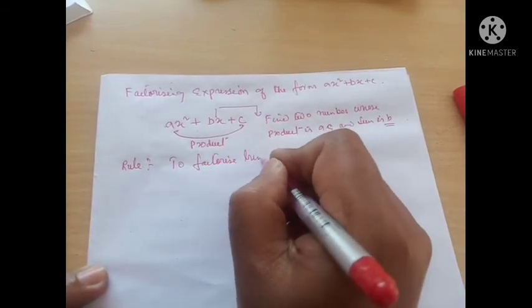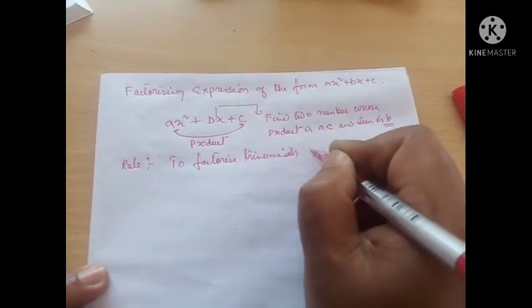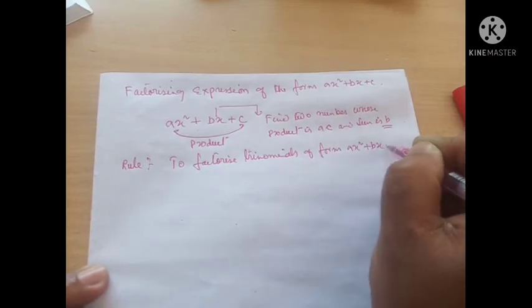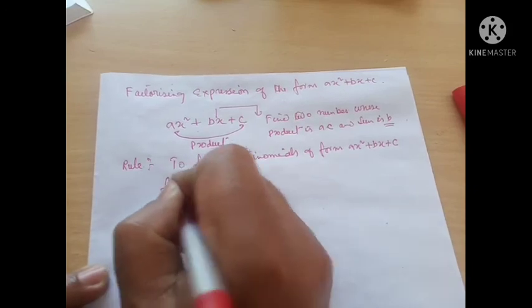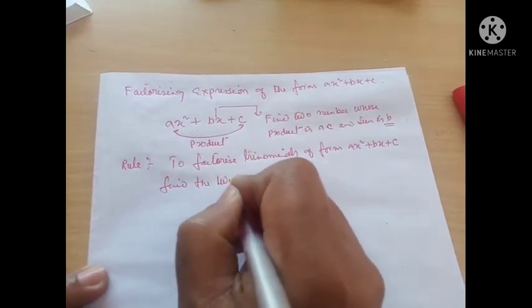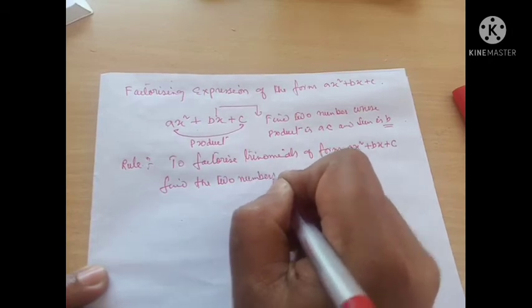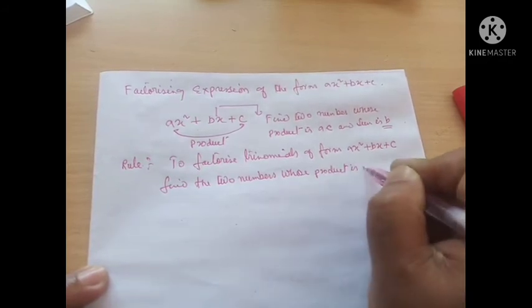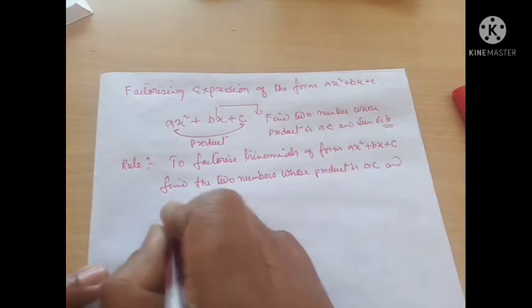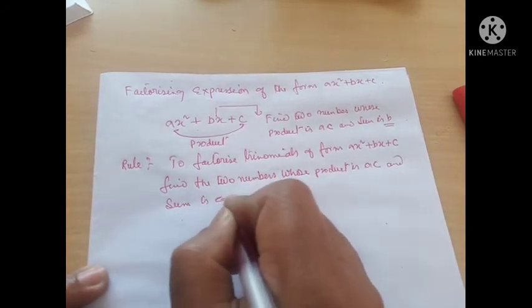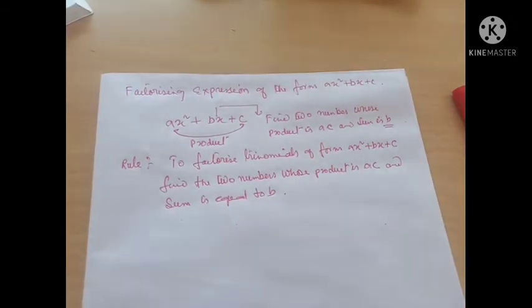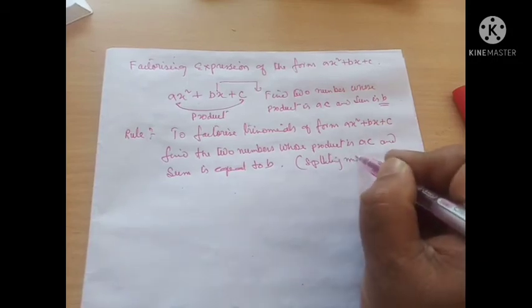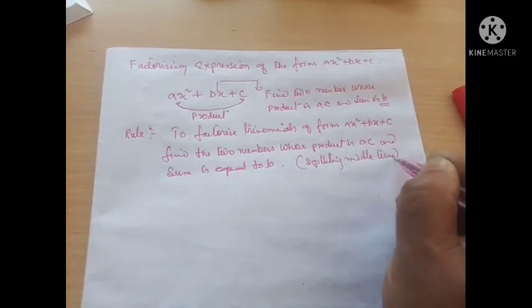To factorize a trinomial of the form ax square plus bx plus c, find two numbers whose product is AC and sum is equal to B. Okay, this type we call splitting the middle term. We call this splitting the middle term.